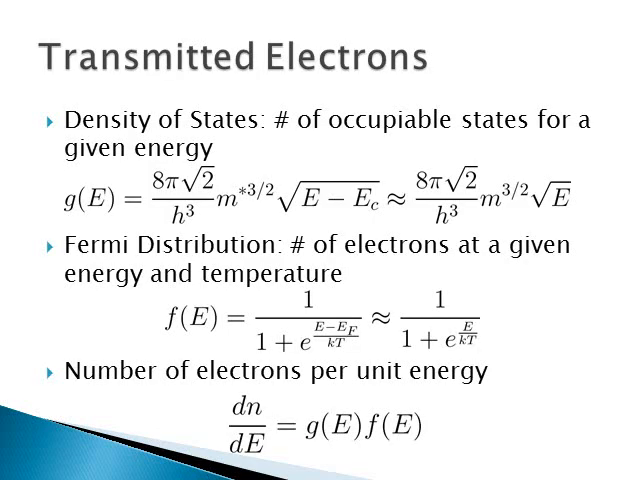Most of the parameters in the previous equation are constants, but the transmitted electrons depend on a couple of relationships. The first is the density of states, which gives the number of occupiable states for electrons per unit energy. The second is the Fermi-Dirac distribution, which gives the number of electrons at a given energy at a specific temperature. When these two functions are multiplied together at a specific energy and temperature, the number of electrons per unit volume per unit energy can be found.